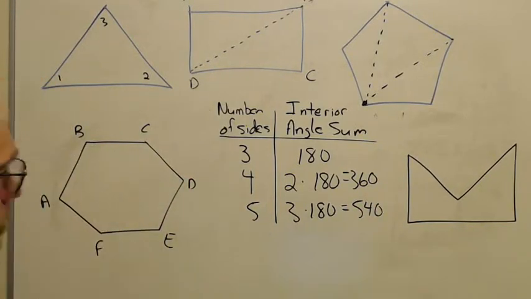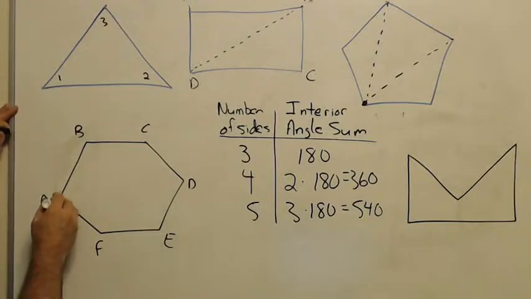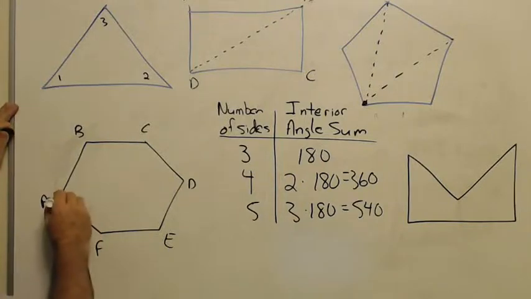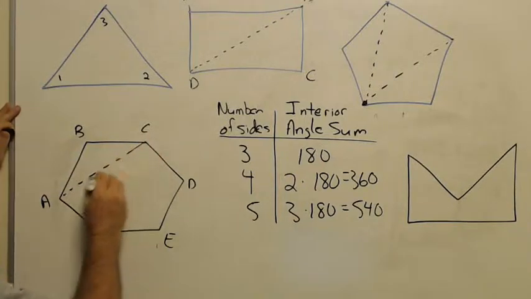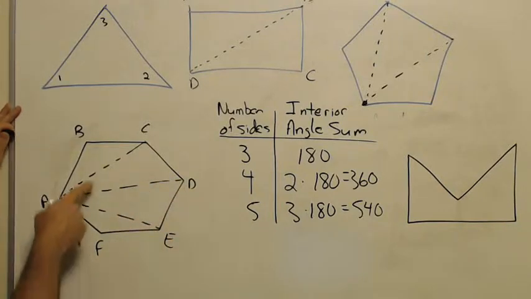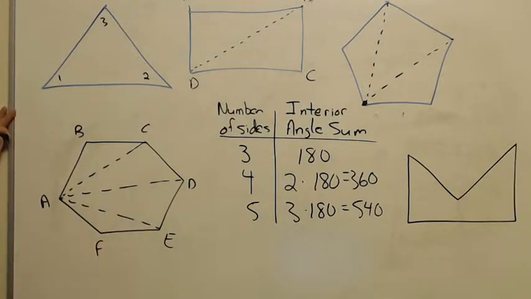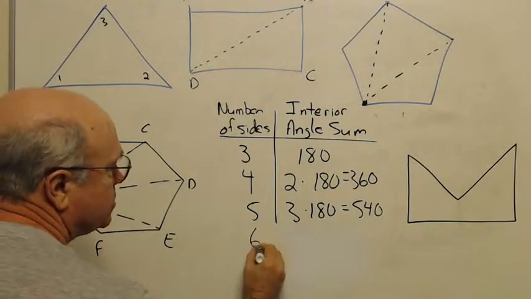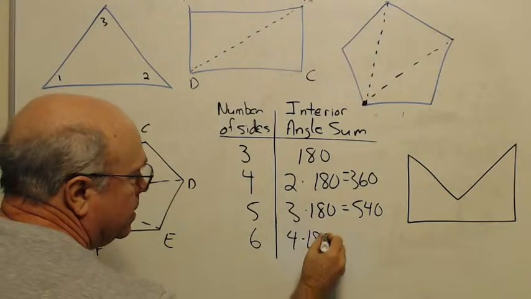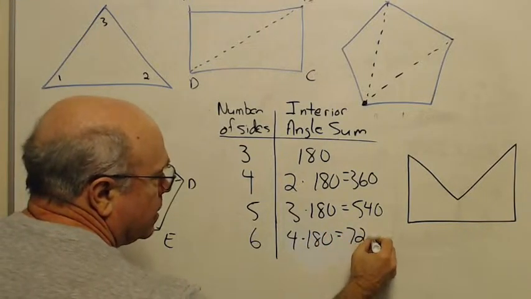Okay, down here on my hexagon, if I go from the vertex A, B and F are consecutive vertices. They don't create diagonals, but I can draw a diagonal to C, to D, and to E. And now I've got 1, 2, 3, 4 triangles. So when there are 6 sides, I have 4 triangles times 180 equals 720.